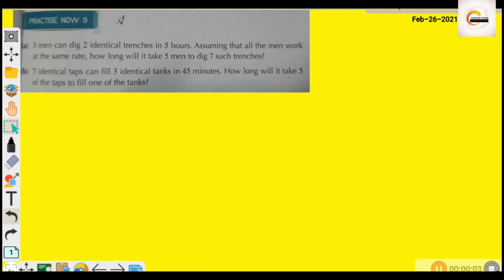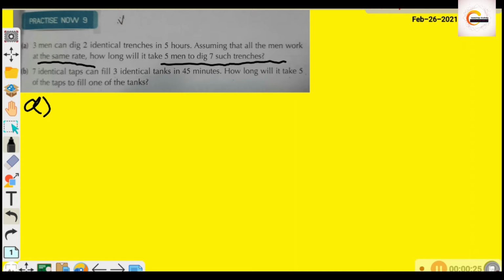Practice now question number 9a. 3 men can dig 2 identical trenches in 5 hours, assuming that all the men work at the same rate. How long will it take 5 men to dig 7 such trenches?